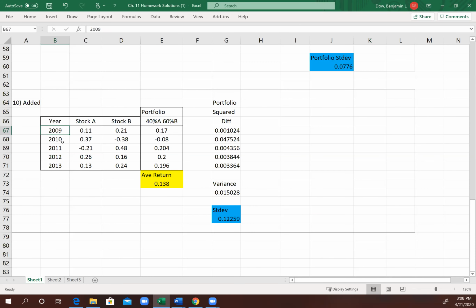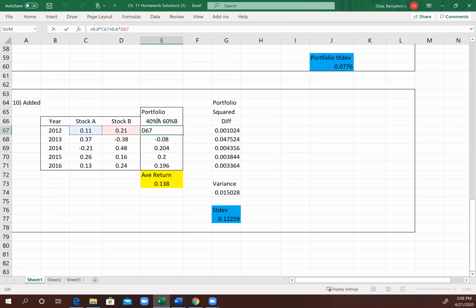So it says in number 10, I've got the years in here wrong. This is 2012, 2013, 2014, 2015, and 2016. And it says, hey, find the average over the last 5 years. But I want to find the portfolio average. So to find the portfolio average, I have to first figure out what the mix is. The mix is 40% in A and 60% in B.